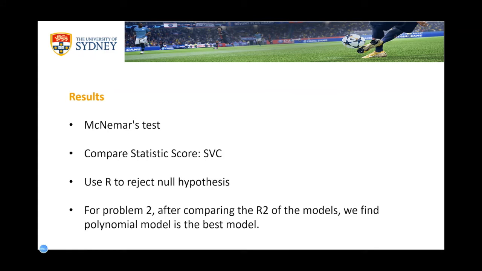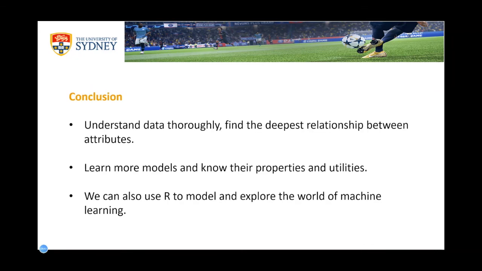After that, we use R to perform a proportion test, and we found that the p-value is so small, so we rejected the null hypothesis, which means less than 25% of players will become a goalkeeper. For problem 2, after comparing the R-square of the models, we found the polynomial model is the best model for this problem, which has an R-square of 0.97, really good.